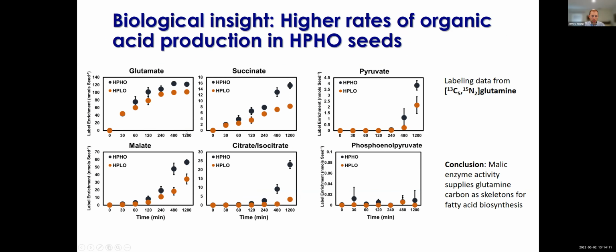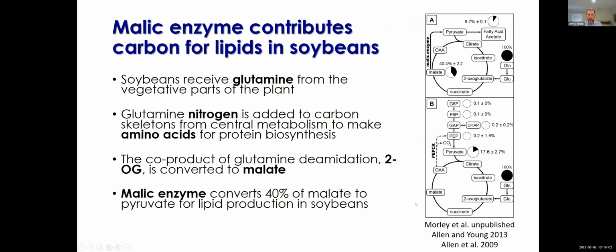And so just to show you one of the conclusions that came out of this study, we found using the labeling data from glutamine that we were seeing a lot more enrichment in the organic acid species, especially those derived from the TCA cycle, but not nearly as much enrichment in intermediates like phosphoenolpyruvate that are upstream of the TCA cycle, even though we still see quite a bit of enrichment in pyruvate in the high protein, high oil variety. And so the conclusion here is that malic enzyme activity is in part responsible for this enrichment of pyruvate that we see in the glutamine labeling data.